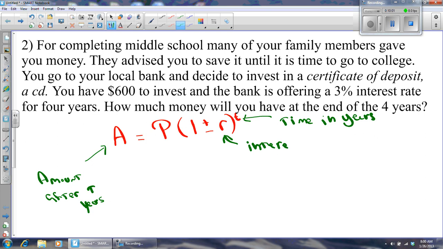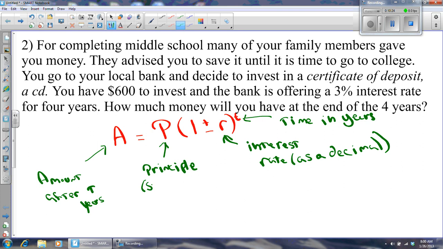The interest rate has to be as a decimal. And then P is called the principal. In other words, it's the amount being invested or the starting amount. Principal is the starting amount.